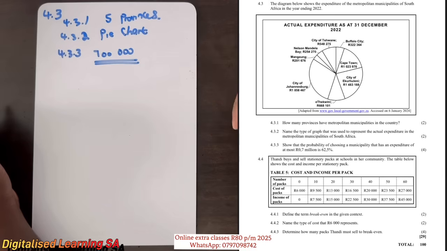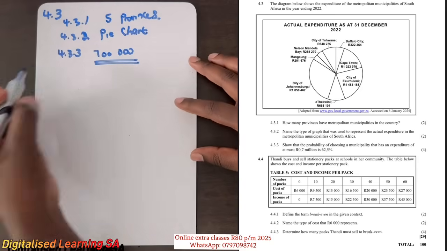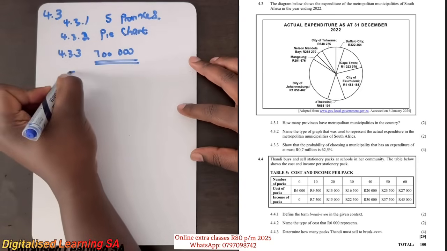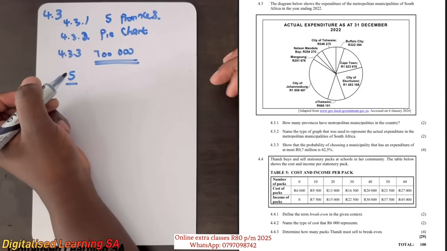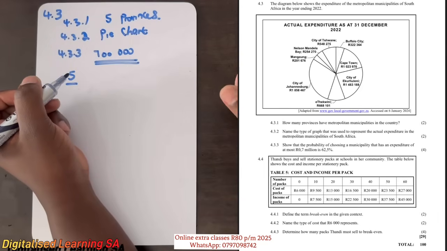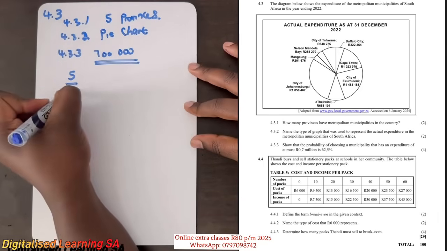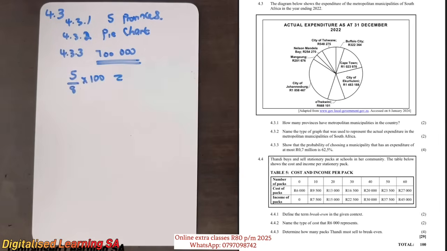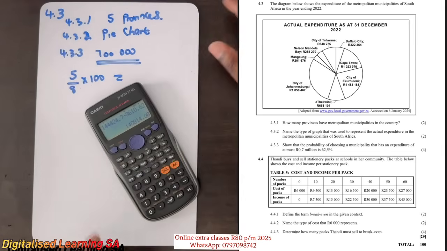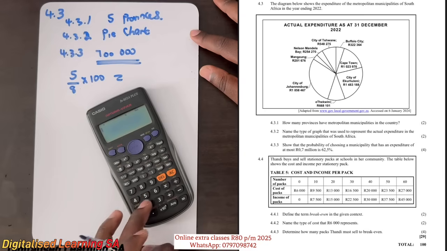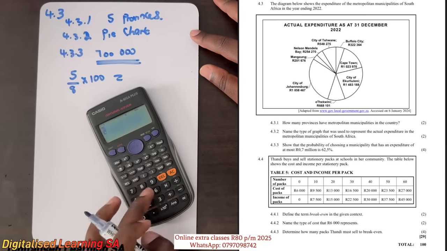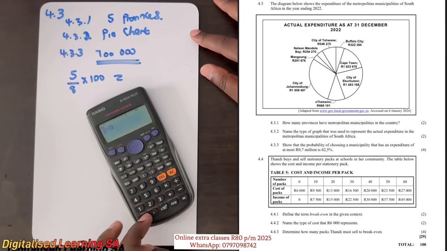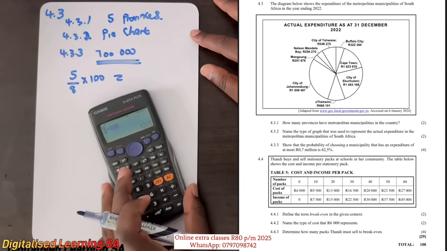Okay, so to do that, we need to say how many metropolitan municipalities have less than 700,000. We can see that we have 1, 2, 3, 4, 5. So we say 5. And then how many metropolitan municipalities do we have? We have 8, and then multiply by 100. So let's quickly do that. It's 5 divided by 8 multiplied by 100, and our answer is 62.5.